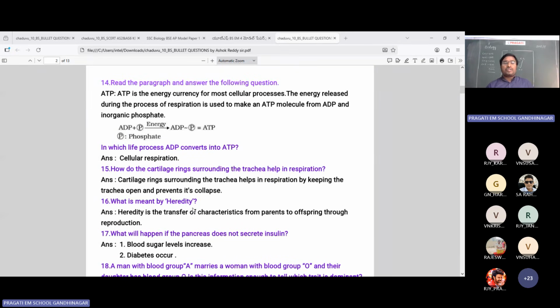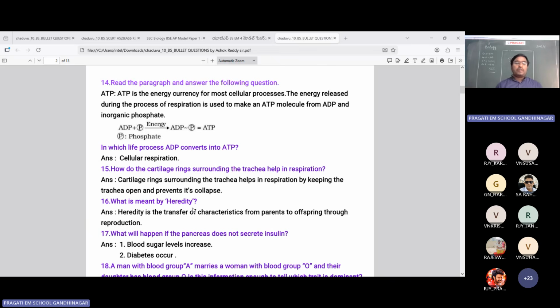So what is the question here? In which life process does ADP convert into ATP? This is the cell level respiration process, which is also called cellular respiration. Answer: cellular respiration. In cellular respiration, ADP converts into ATP.